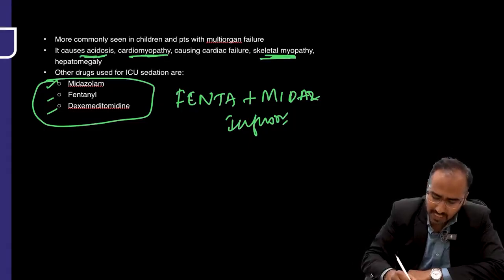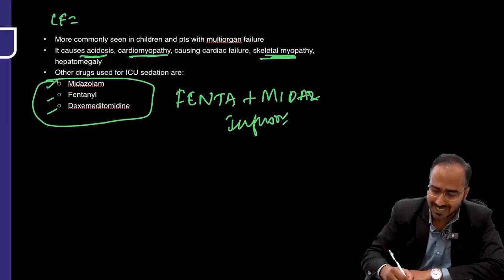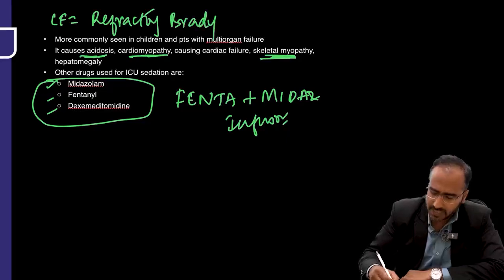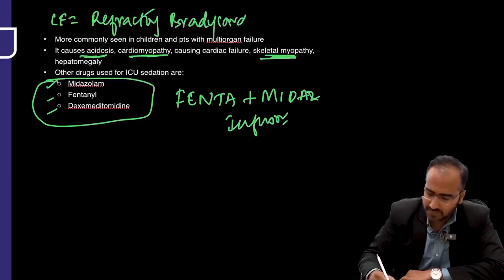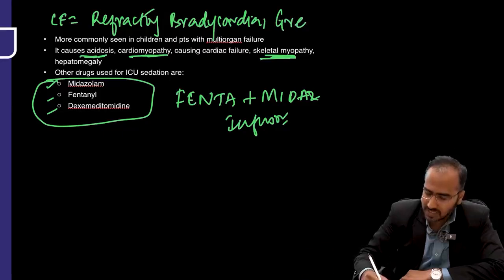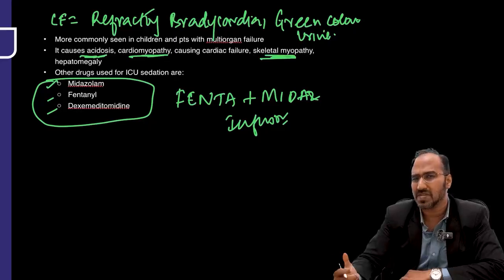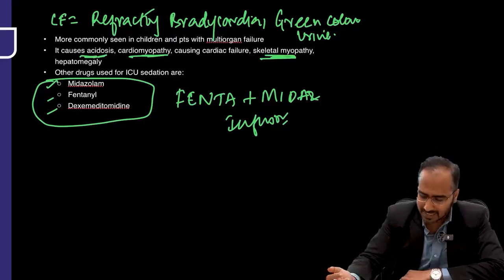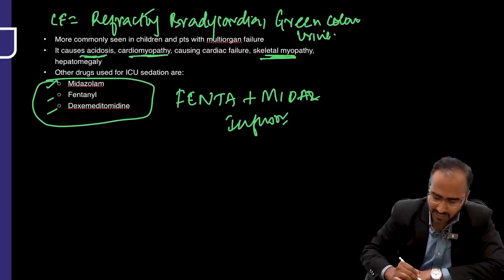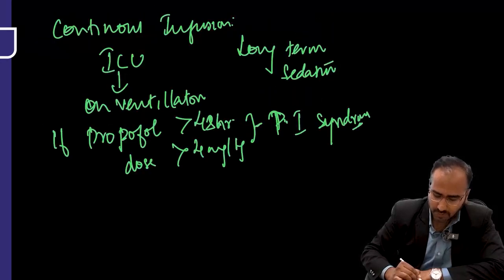What are the clinical features of propofol infusion syndrome? The patient will have refractory bradycardia. The patient will also have green color urine. Why? Because the patient had rhabdomyolysis, hence he is having green color urine. So propofol should not be given as a long-term infusion. These were the contraindications of propofol.